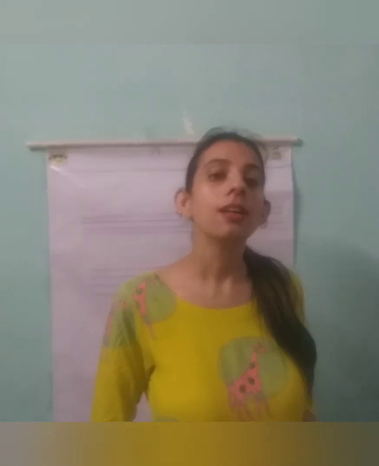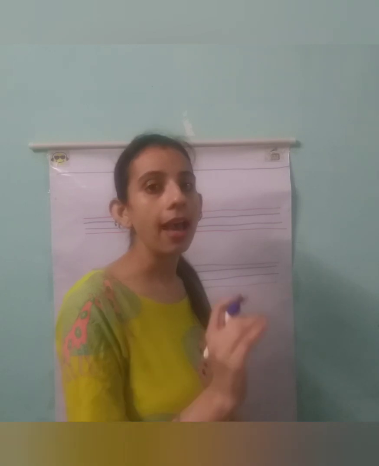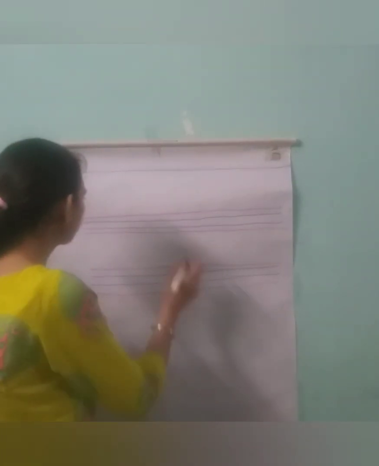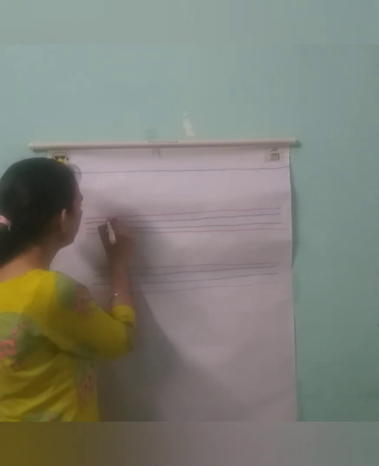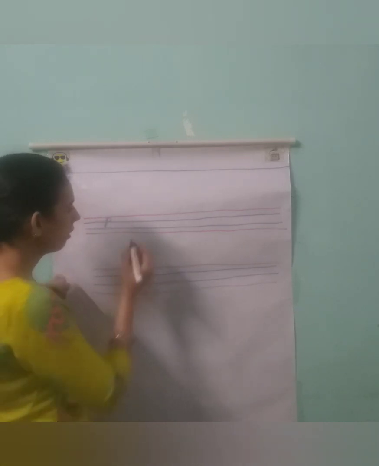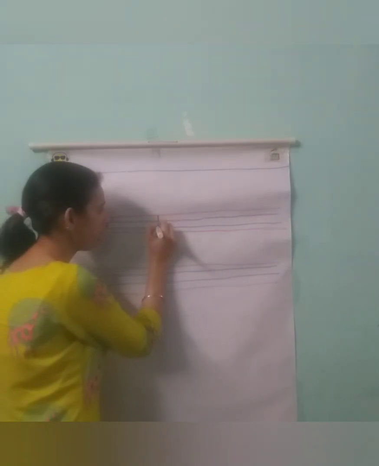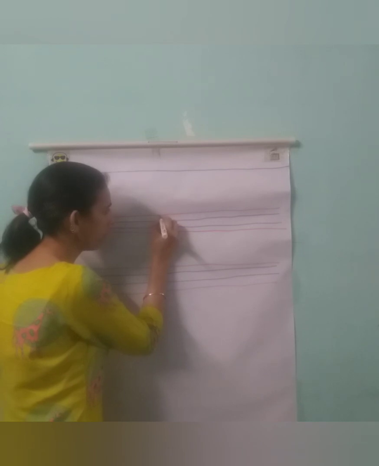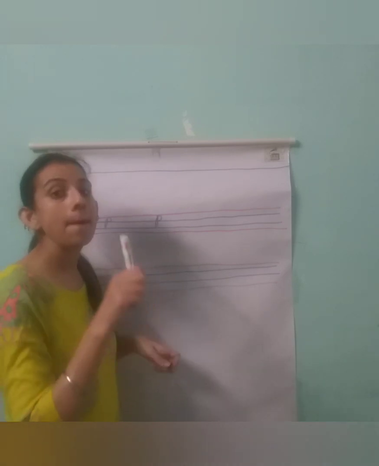It's very easy. Just look at the board and learn how to write P and Q. Okay, children? So P, we will start from the pink line. We will come down in a straight line. Now a little curve and go up and turn and make a P. Okay? One more time. Start with pink line, straight line, a curve, go up in the same line and turn. It's P.